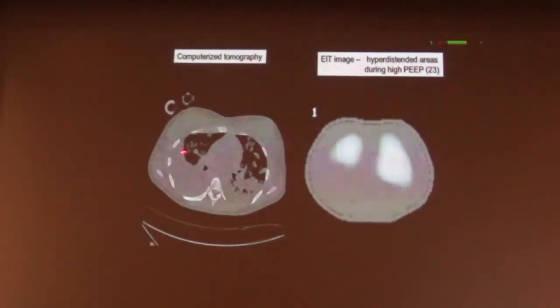Overdistension. In many patients with swine flu, we have shown that these patients are very poorly recruitable, and you have lots of overdistension in EIT. This changed our attitude a lot in the last years, because we realized that these patients need much less PEEP than the low PEEP FiO2 table of the ARDSNet.